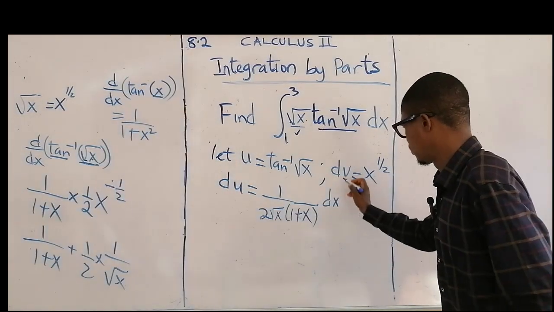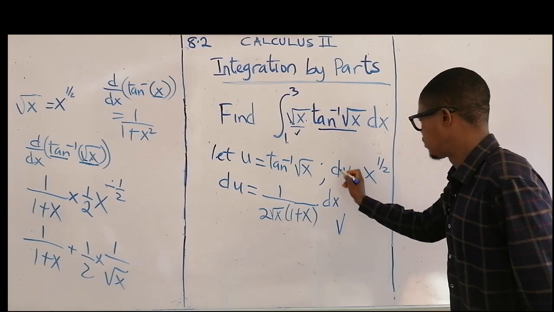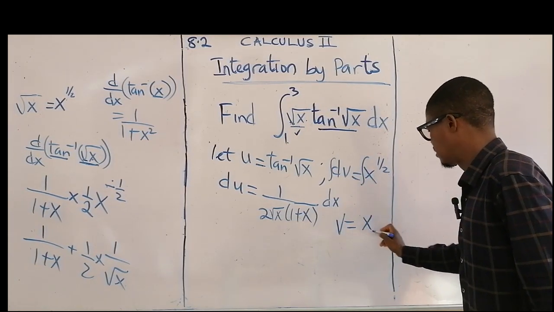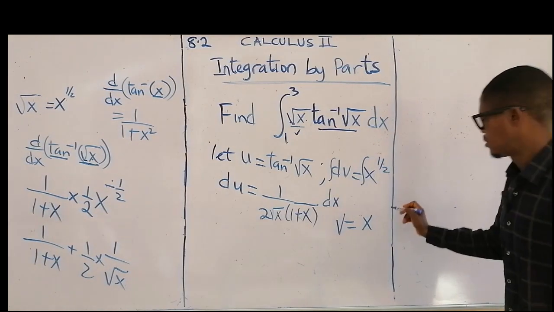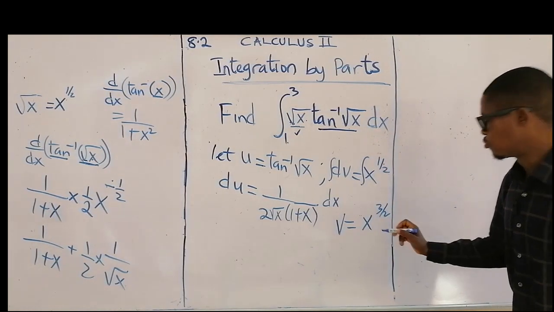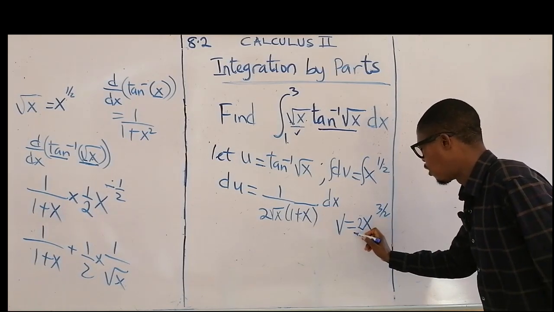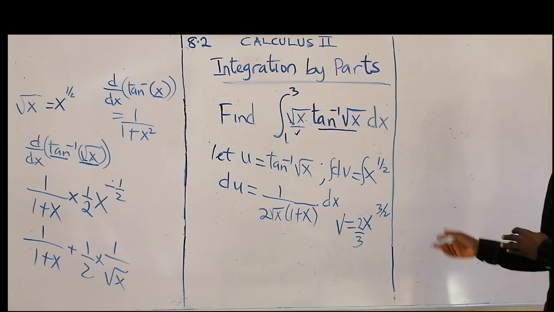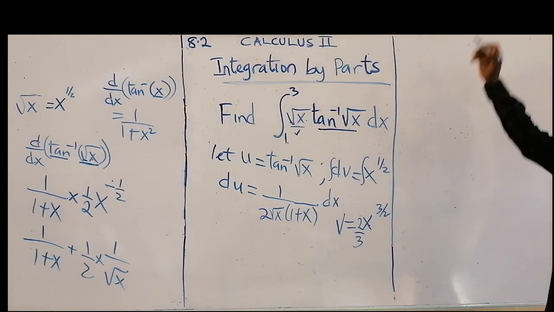Then we can get the v, integrating this. The power here is half plus 1. That's 3 over 2. Then you divide by 3 over 2, and that will flip upside down, and that will be 2 over 3 times this function. So we've gotten the u, we've gotten the v.